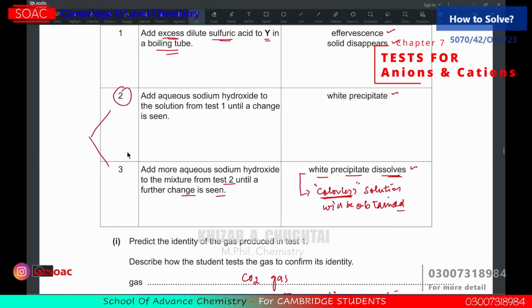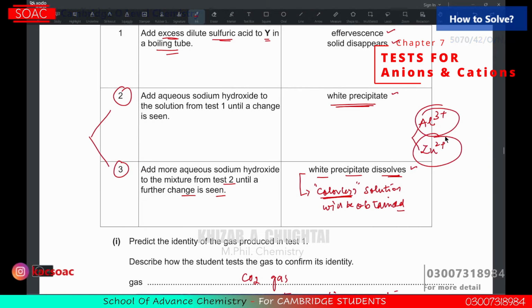By checking test 2 and test 3, initially there was formation of a white precipitate, then the white precipitate dissolved. So there may be the possibility of two positive ions. One is the aluminium 3 positive ion, and the other may be the zinc 2 positive ion. These two positive ions show similar behavior with sodium hydroxide.